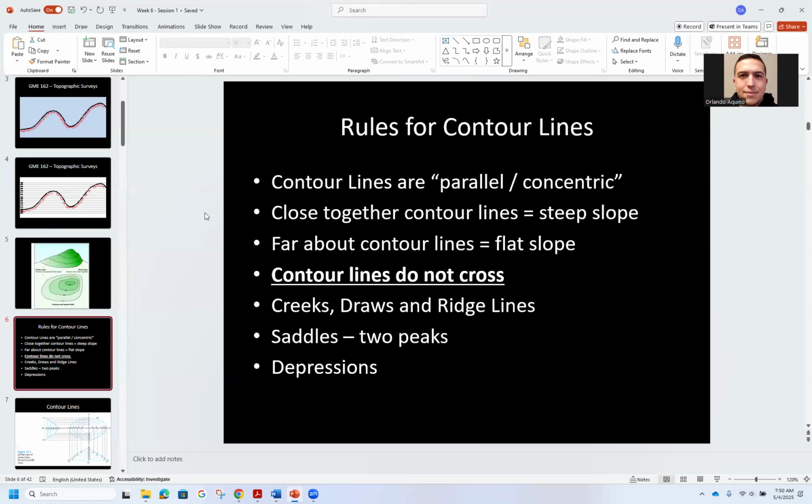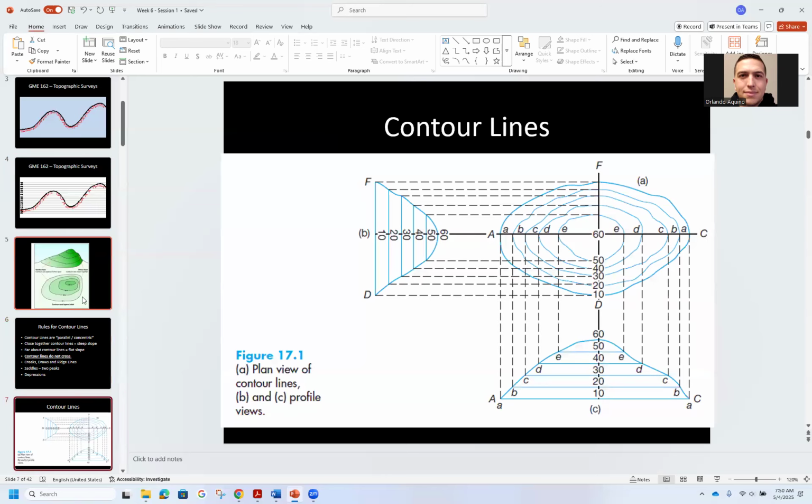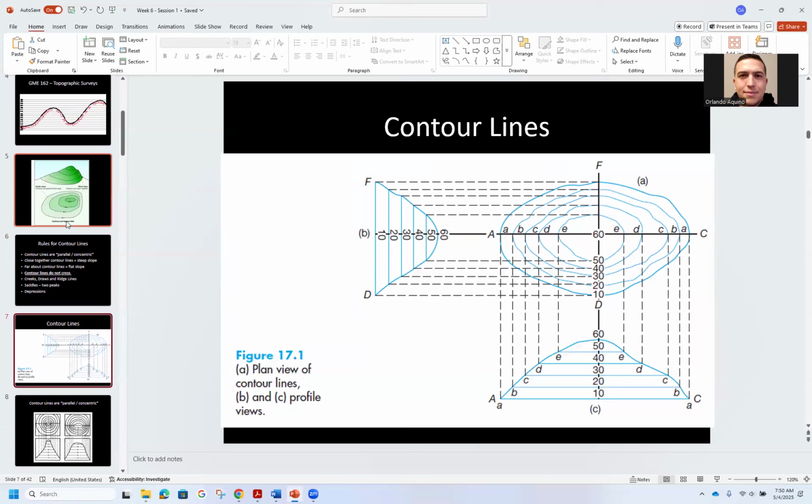Creeks, draws, and ridge lines are very obvious with contours because they make a uniform V shape one way or the other, or a U shape. Saddles are two peaks together, and then we have depressions, kind of like a bowl, right? We'll go over visual aids on those. So just from the book itself, here's another representation.